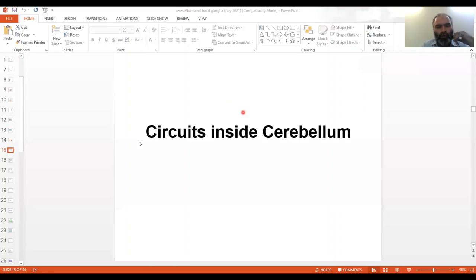Right, so this lecture is about the circuits which are inside the cerebellum. For this lecture, you need to have a pretty good understanding of the afferents and the efferents of the cerebellum. That is, what type of fibers are coming into the cerebellum, afferents, and from where are they coming? Because the source will give you an idea of what the cerebellum will do with this information that these afferents are bringing in. And then of course efferents is more obvious, it is the output of the cerebellum.